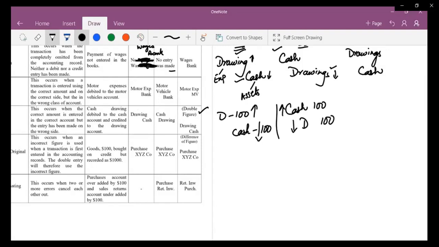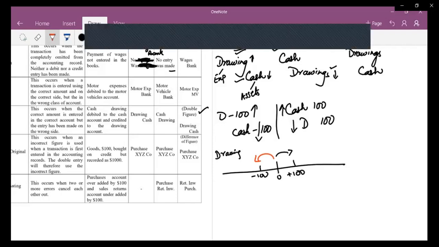What had happened here? Now I would show you with an example. This is 0. This is minus 100. This is minus 100. And this is plus 100. We are talking about drawings right now. The drawings was supposed to be increased by 100, but by error it decreased by 100, meaning it went into negative 100. So what are we supposed to do here?